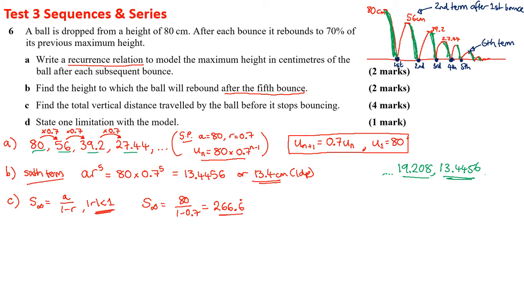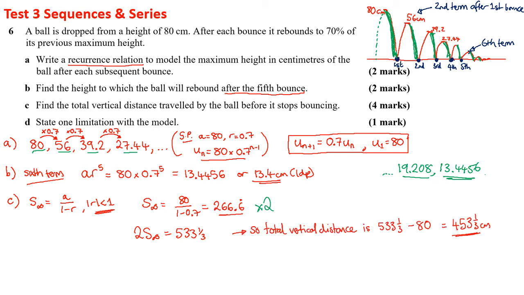Now, if I multiply that by 2, that's going to give me all of my upward distances as well. It will also give me an upward distance of 80. So we're going to times that by 2. So 2 lots of our sum to infinity gives me 533 1/3, but that's going to be 80 centimetres too many. So my answer is 453 1/3 centimetres.